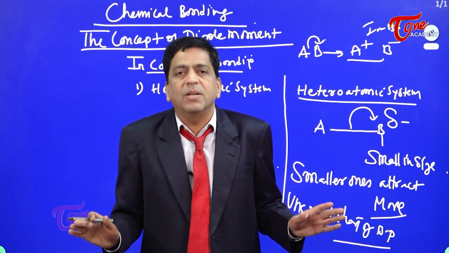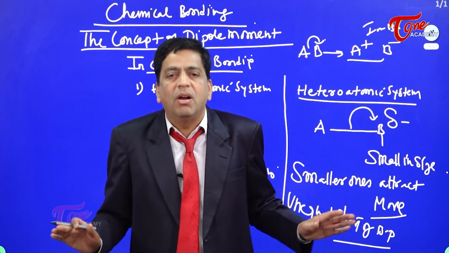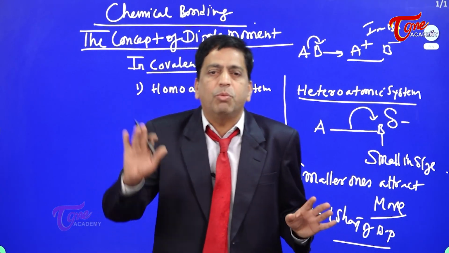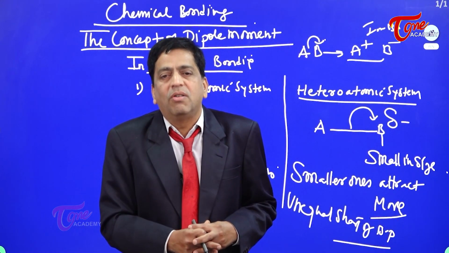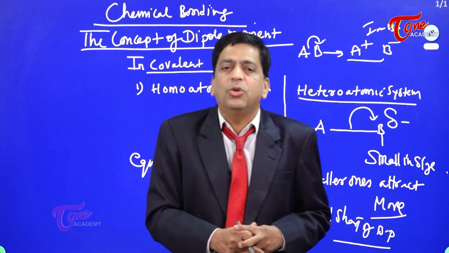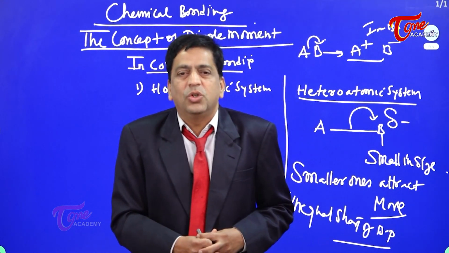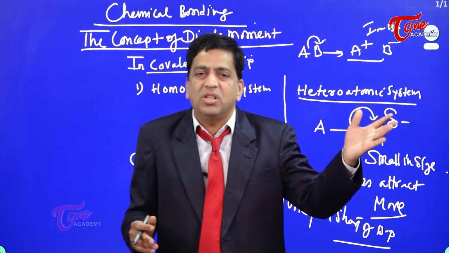It's a heteroatomic system. One of the atoms is small. When the atom is small, the bond pair is not at the center. It's pulled towards that atom which is smaller, and smaller ones attract more. So I put a partial negative charge, not complete charge. So when I say partial, it's a fraction of the total charge.